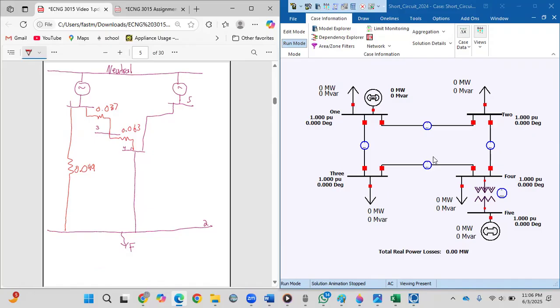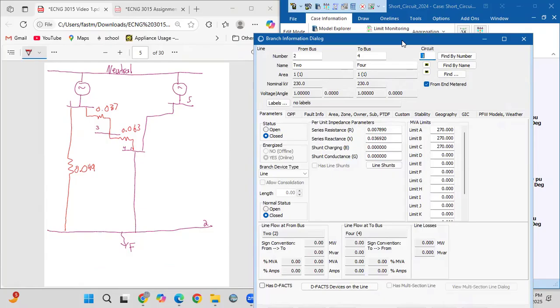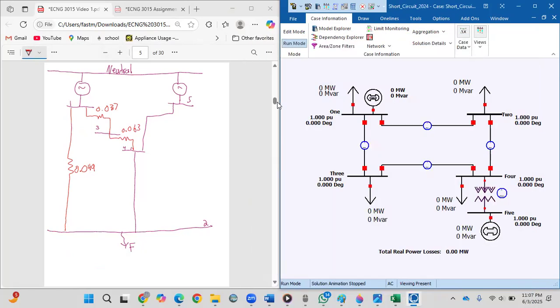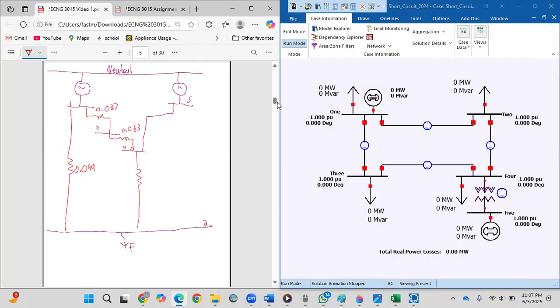The next thing to do is from 4 to 2, which is this line here. Same thing, double click on the line, get the R and the X. So we just do the square root of 0.00789 squared plus 0.03692 squared. And we get our answer. So that was 4 to 2. That was 0.0377. Nice.